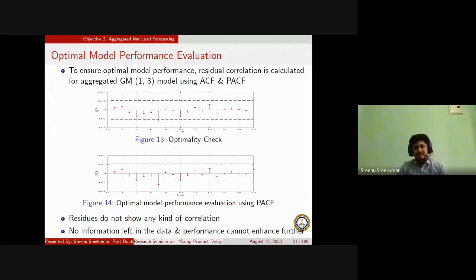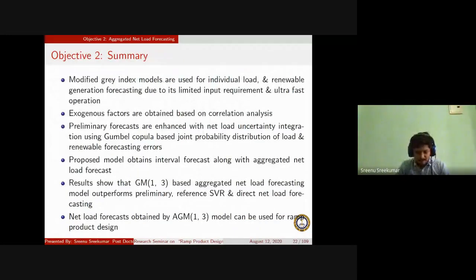So if we are summarizing objective 2, modified grey models are used here, and they necessitate only a low quantum of training data, and have ultra-fast operation because they use momentum transfer behavior. The exogenous factor is selected using correlation analysis, and the preliminary forecast is enhanced with net load uncertainty integration. Along with the final aggregated net load forecast, interval forecasts are also obtained. The proposed GM13 model outperforms all other models. And the net load forecast obtained from the best model can be used for FRP design in the next objectives.